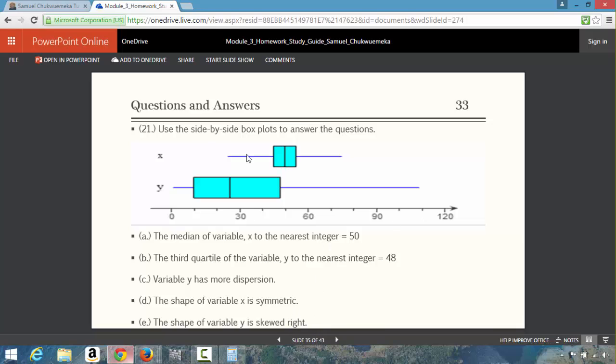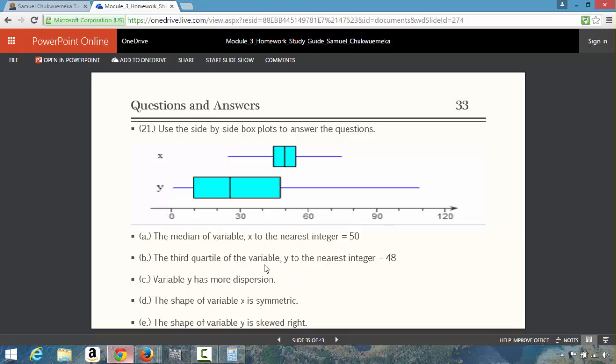All right. These are two data sets: data set X and data set Y. The median of variable X, to the nearest integer. So this is X here. It is about 50. See that? 30, 40, 50. This scale is in 10 units: 10, 20, 30, 40, 50, 60, 70, 80, 90. So the median is about 50.